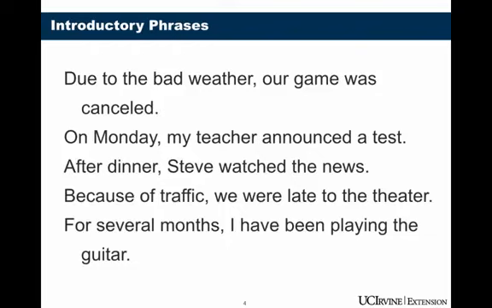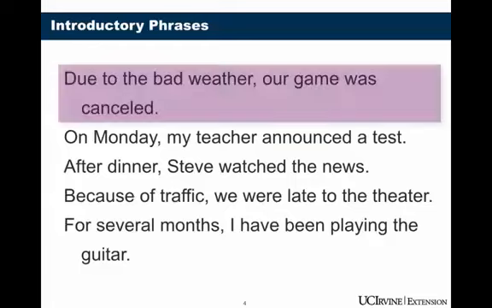An introductory phrase is a group of words that starts your sentence, but does not belong to the main clause of the sentence. You can usually find an introductory phrase because it comes before the subject of the sentence. Look at the first sentence. Due to the bad weather, our game was canceled. Due to the bad weather is an introductory phrase. We can take this off and we still have the sentence, our game was canceled. That's your main clause. So the introductory phrase comes before the main clause and you put a comma to separate them.